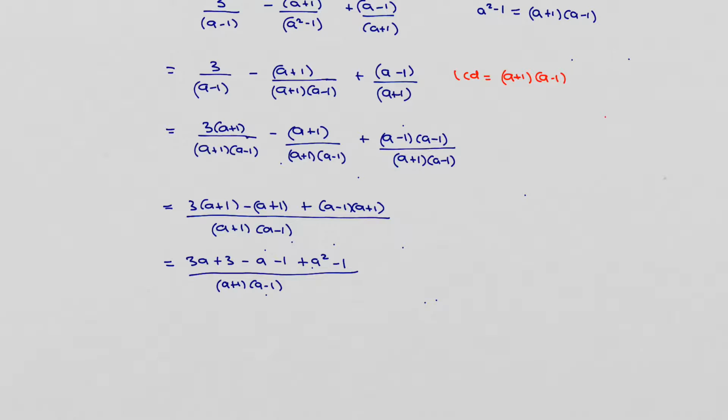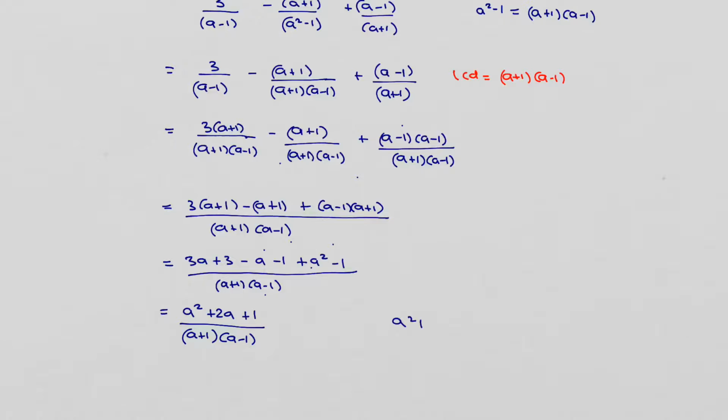And then if we tidy that up, that gives us a squared plus 2a, and then plus 3 minus 2 gives us plus 1. Then we have a plus 1 by a minus 1. So we see, is this in its simplest form? Or if I go to the side here, can I factorise the top line?